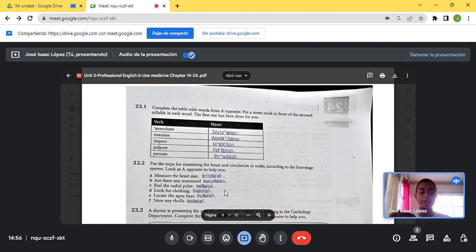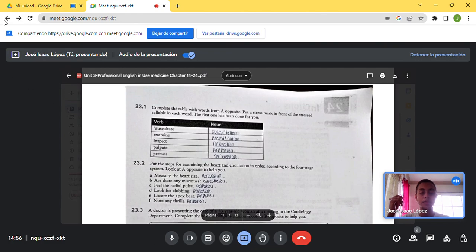That is, in Spanish, examinar. Next, inspect, that is inspeccionar o diagnosticar. Palpate, eso es palpar. And percuss, percuss is percussion.